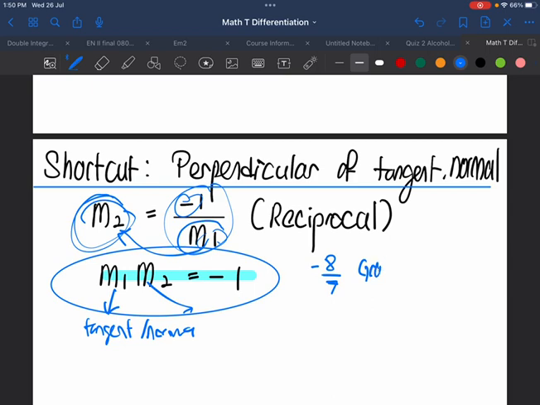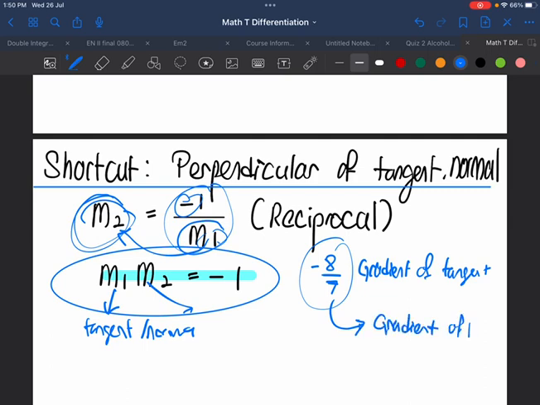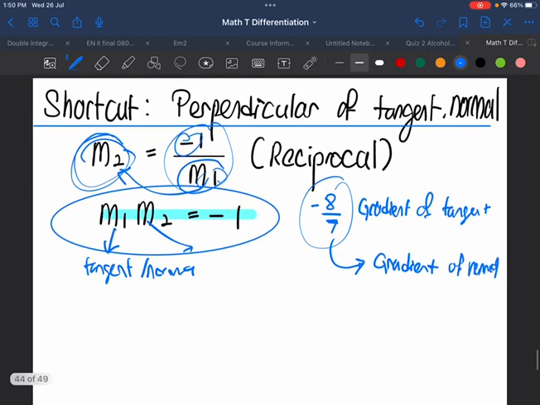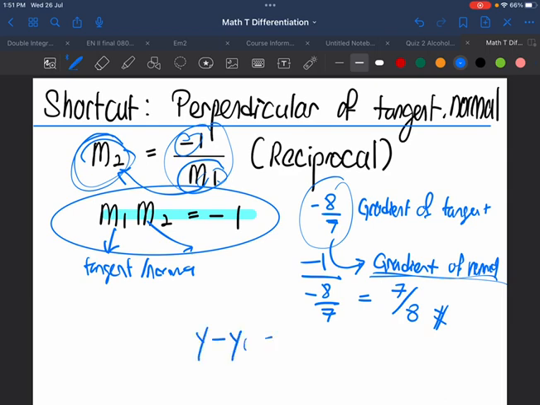Let's say the gradient of tangent is -8/7. When I want to change it to the gradient of normal, I just need to reciprocate it and multiply by -1. So what will I get? I will get -1 over -8/7, which is 7/8. Here is my gradient of normal, and we substitute it into the equation y - y1 = m(x - x1), and we will get the equation of normal.